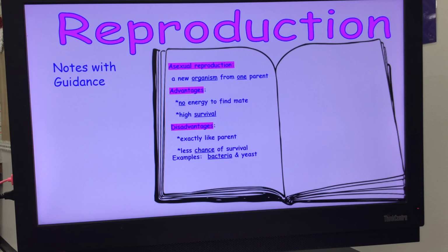So your entry that you will write today is asexual reproduction, a new organism from one parent, advantages, no energy to find mate, high survival, disadvantages, exactly like parent, less chance of survival, examples, bacteria and yeast.